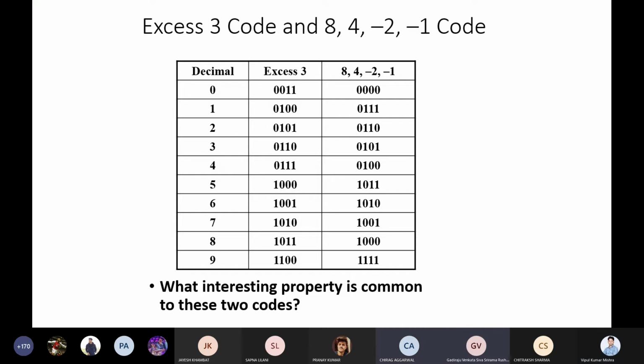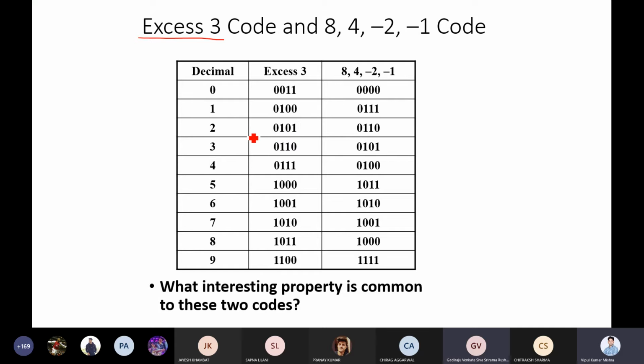Okay sir. Now here we have another kind of coding. One kind of coding is known as XS3 coding. XS3 says you just add 3 on top of the current number. So 0 is represented by this, 1 is represented by this, 2 is represented by this, 3 is represented by this, and so on. So you are adding 3 every time.